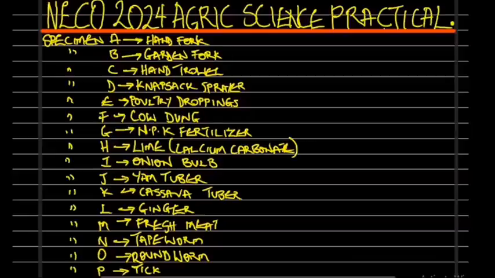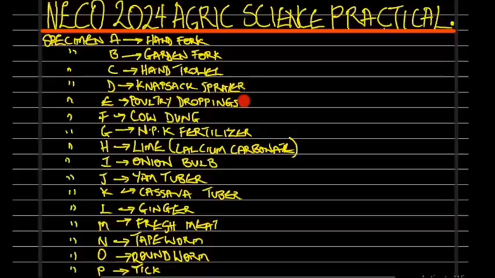So without wasting much of our time, we started with the first specimen, which is specimen A. Specimen A happens to be the hand fork. That is what we were given. We were given the hand fork as our specimen A, and for specimen B we were told to get the garden fork. Specimen C is the hand trowel, while specimen D is the knapsack sprayer.